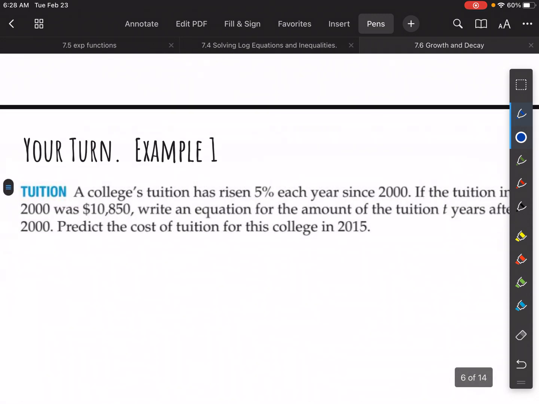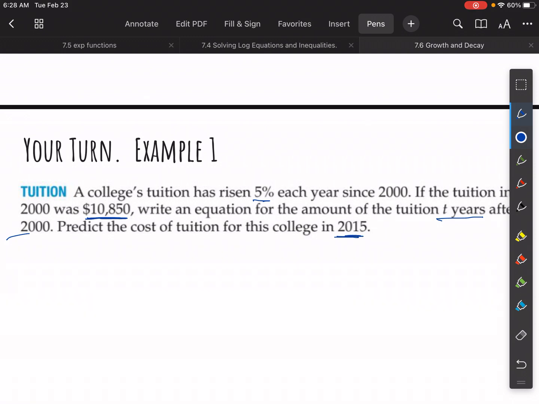Okay, now it's your turn. This is a very similar problem. Okay, we have a college tuition that's rising 5% each year since 2000. If the tuition in 2000 was $10,850, write an equation for the amount it will be T years after 2000, and then predict what happens in 2015.